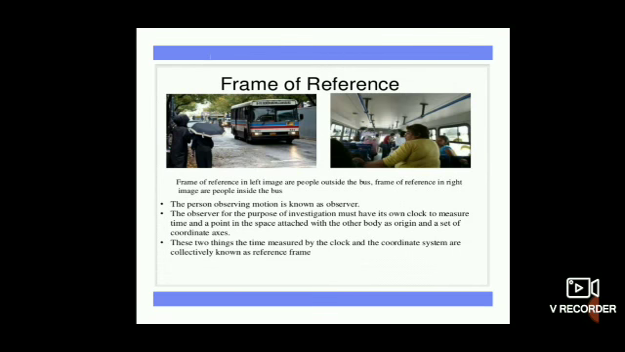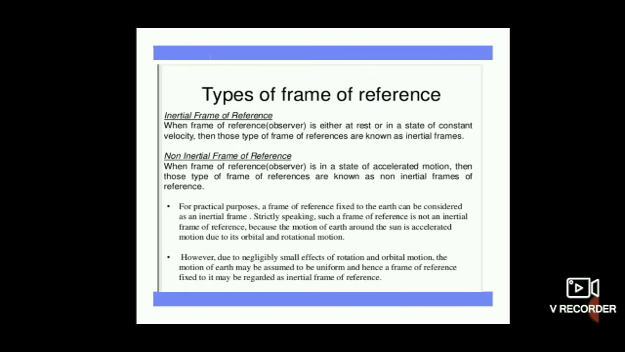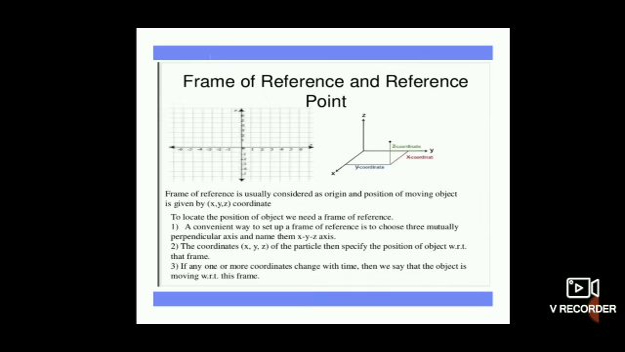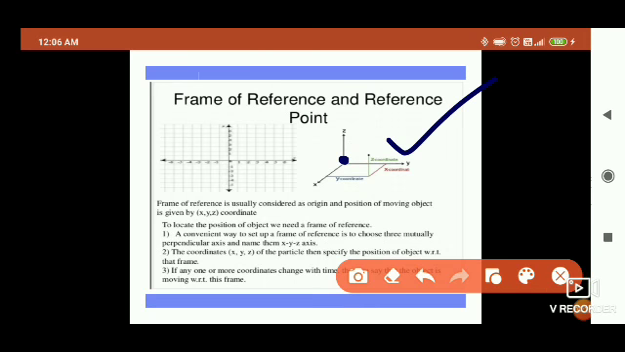Similarly, we can consider the frame of reference in the case of a moving bus and a passenger inside it, or an observer standing on the road. For both of them, the frame of reference is different. Now, a frame of reference is usually considered as an origin. Whenever we consider a frame of reference, we have to take that point as the origin. Whether we take three-dimensional or two-dimensional coordinates, the point object should always be at the center, at the origin.